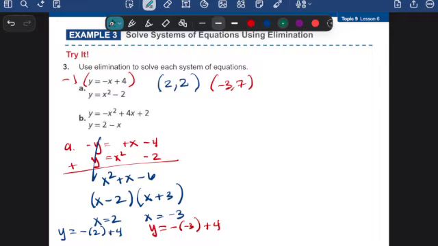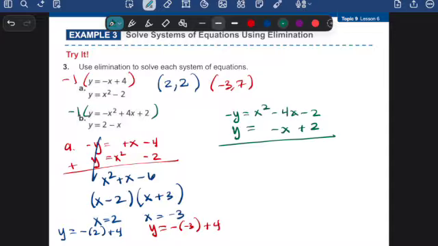All right, let's do part B. Since I have this negative x squared term, I'm going to multiply that one by -1 so I can get rid of that negative coefficient in front of the quadratic term. Let's rewrite the system. So I'm going to have -y equals +x squared minus 4x minus 2. And my linear equation stays the same. It's a +2 and a -x. Notice I lined up all of my like terms. So I can rearrange the linear equation so I can line up my terms.